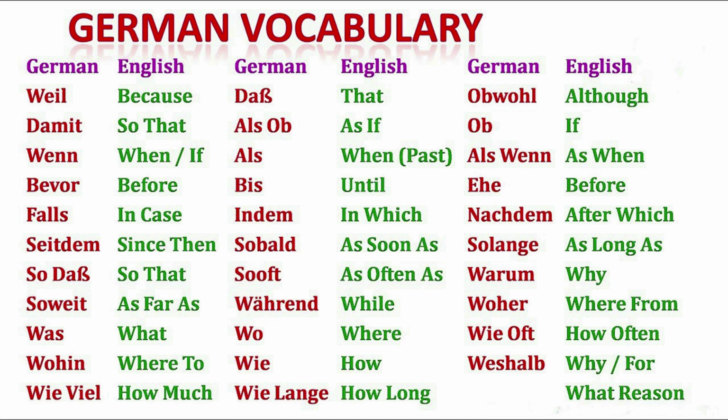Now, the next line. So, now, obwohl. Obwohl means although. Repeat after me. Obwohl. Good. Ob means if. Als wenn, as if. Ehe. Before. We have before and ehe, both are like before, but it is used in a condition. I will talk about this later in the next few chapters. We'll go for this topic first, then we will talk about this. Okay, so it is ehe.